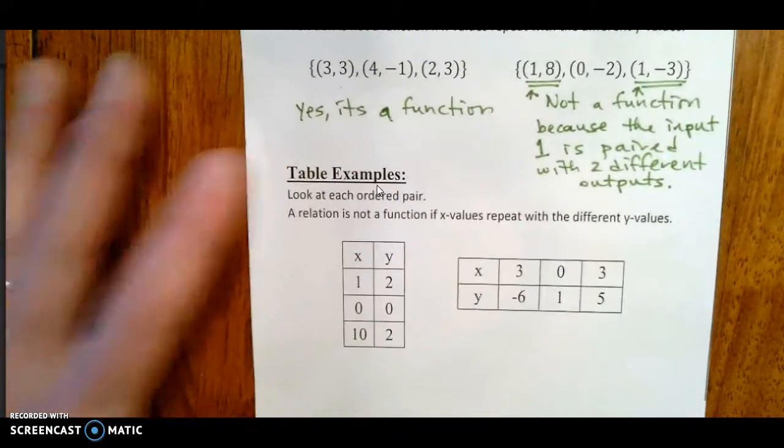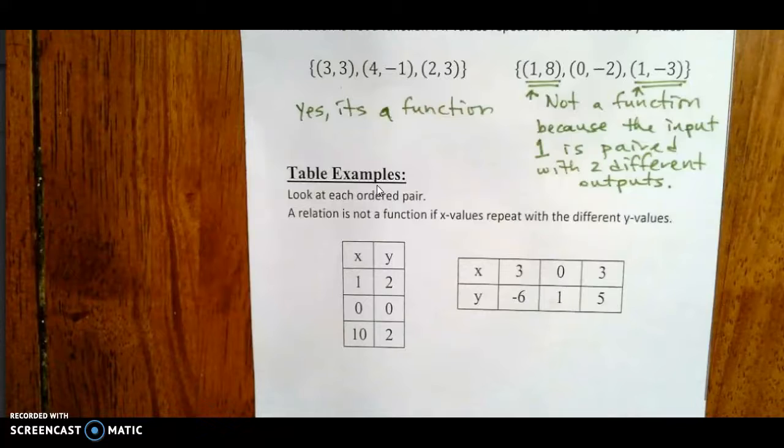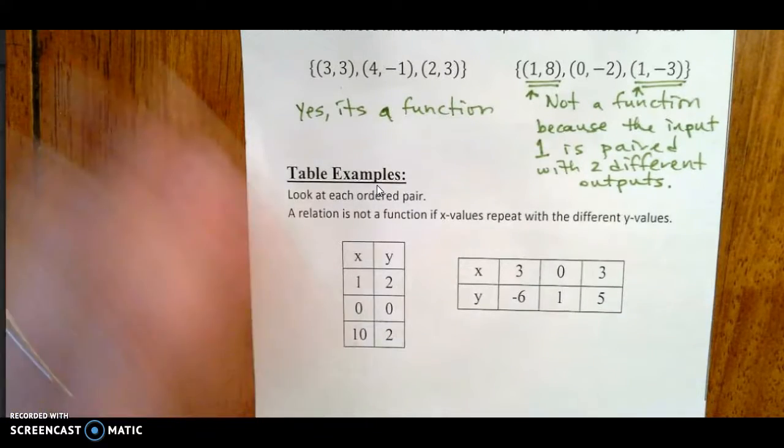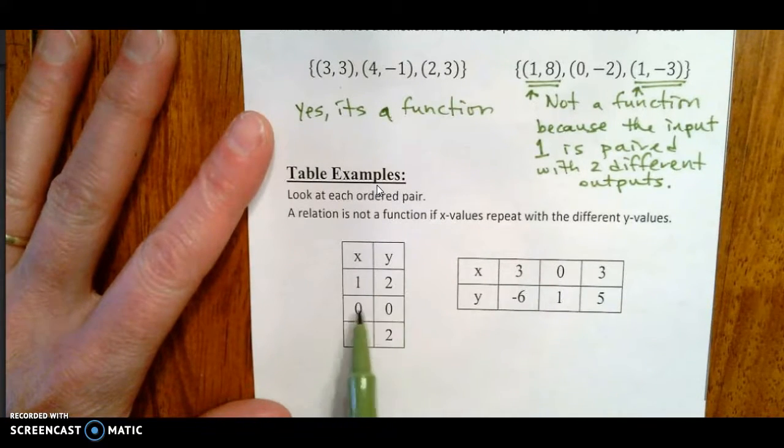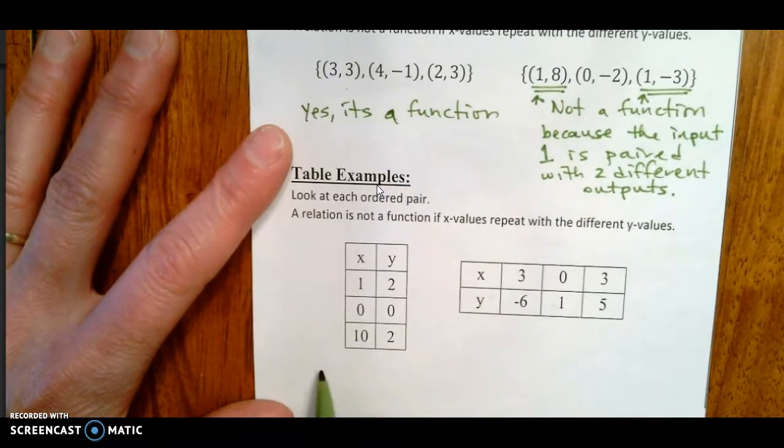At the bottom, we have some examples where there is a table of values. Sometimes we get a table of values, and we need to look at it carefully to see if we have a function. Again, we're looking to see if each x value is repeated with different y values. In this case, we have all different x values. There's no repeats, so yes, this is a function.